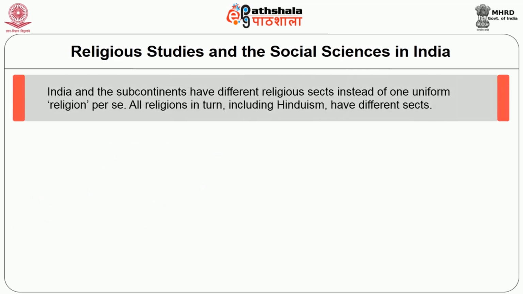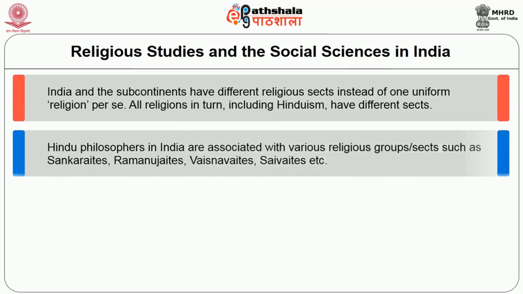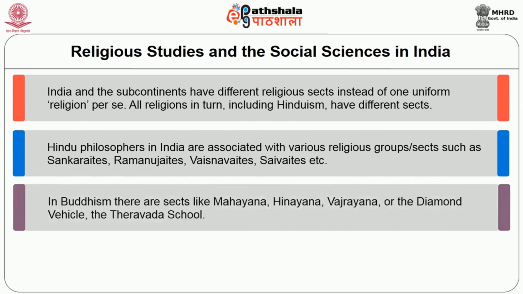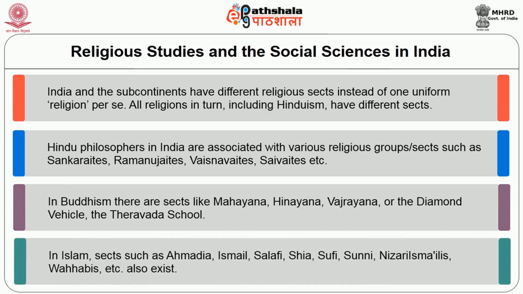India and the subcontinent have different religious sects instead of one uniform religion per se. All religions in turn, including Hinduism, have different sects. Hindu philosophers in India are associated with various religious groups and sects. In Buddhism, there are sects like Mahayana, Hinayana, Vajrayana, or the Diamond Vehicle. In Islam, sects such as Ahmadiyya, Ismaili, Salafi, Shia, Sufi, Sunni, Nizari and Wahhabism also exist.